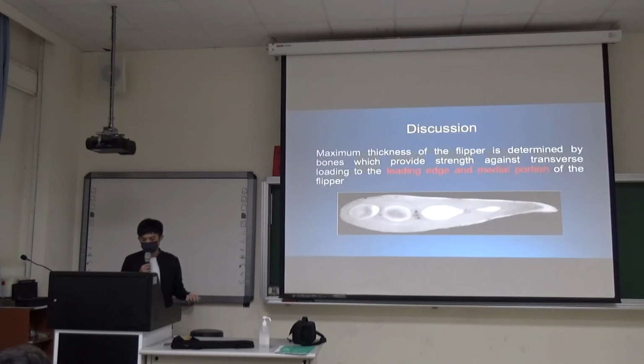The magnitudes of lift and drag on the flipper are also influenced by the maximum thickness and by the position of the maximum thickness, which is similar to the normal foil design. And the maximum thickness of the flipper is determined by bones, which provide strength against transfer loading to the leading edge and medial portion of the flipper.